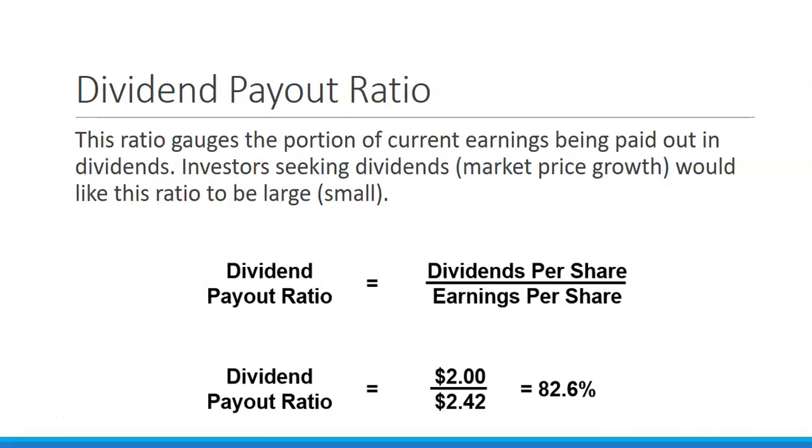Dividend payout ratio is dividends per share divided by earnings per share. This ratio shows the portion of current earnings being paid out in dividends. Investors who are looking for companies that pay out a lot of dividends would want this ratio to be large.